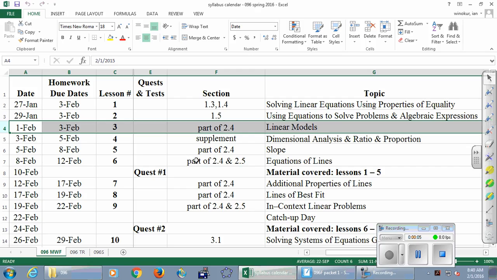We're jumping in on page 17 today. First, our quick look at the calendar. Today, February 1st, we're talking about lesson number 3, which is linear models. There are going to be more word problems today.